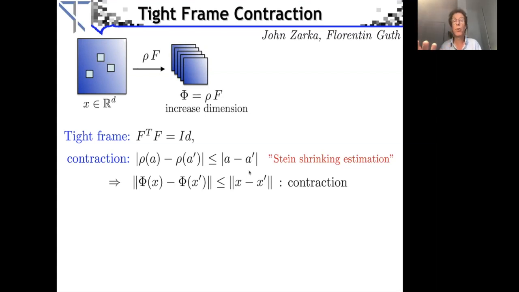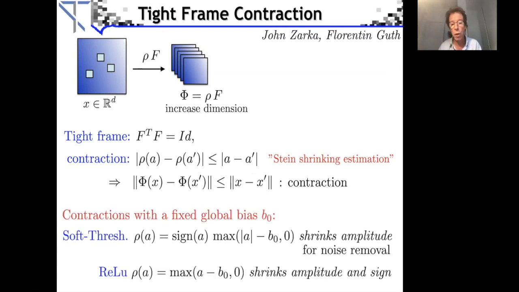And if you do that, since the tight frame respects the Euclidean norm, you're going to get a contractive operator. So what kind of contraction? Well, one of the celebrated contractions is the soft thresholding that was mentioned also by Marie-Lou for noise removal, where basically you preserve the sign, but you shrink the amplitude of each of the coefficients.